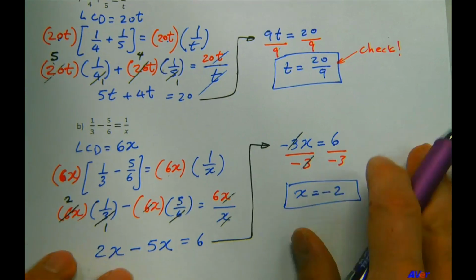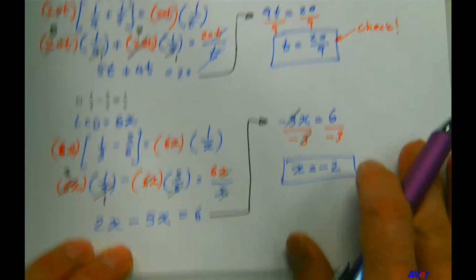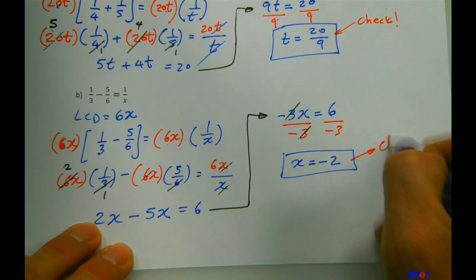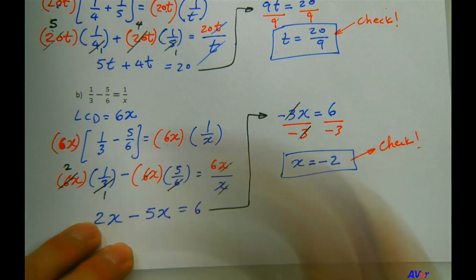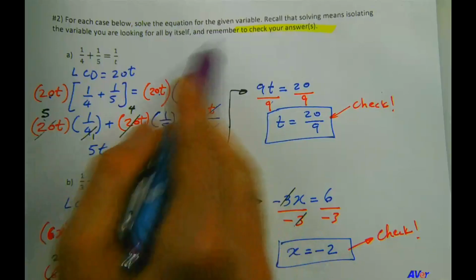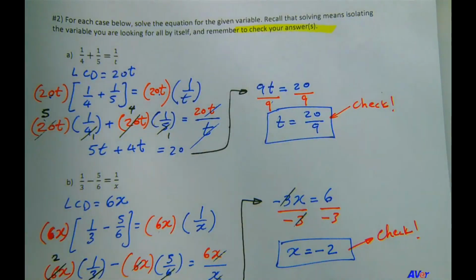Because I didn't have enough space to write the check part on the worksheet, I'm just going to say check. Check this answer. Just as a reminder, it also says here, remember to check your answer. So to remind you that with rational expressions and radical expressions, you must check your answer. You can't just accept it right away. Okay? All right. So let's go to the next problem.